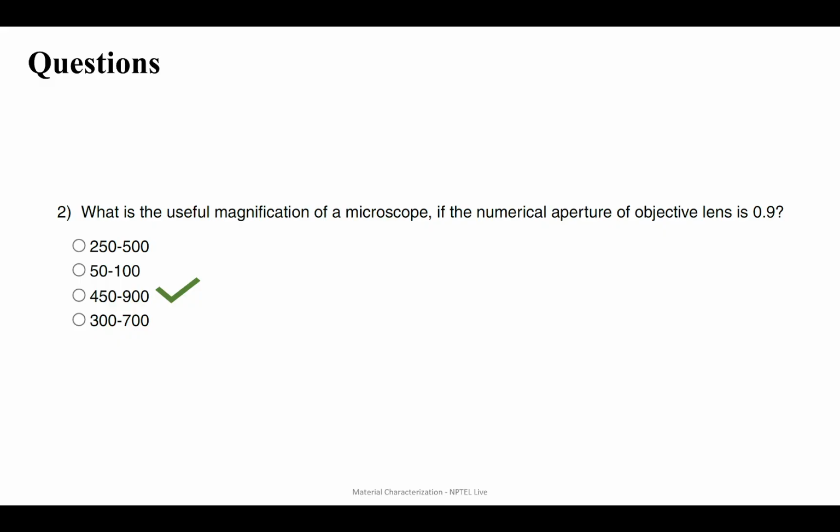As you increase your numerical aperture, your depth of field will decrease, and if your depth of field decreases, you won't be able to get a lot of regions in focus at the same time. So if you want to go to higher and higher magnification, for a very high numerical aperture like 0.9, you want to have a very high magnification, like 900.